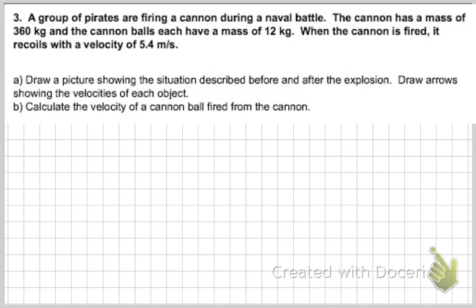So as an example, let's look at question number 3 in your assignment on conservation of momentum and explosions. You're told that a group of pirates are firing a cannon during a naval battle. The cannon's mass is given and the cannonball's mass is given. You're told after the cannon is fired, it recoils with a velocity of 5.4 meters per second. So our first step is simply to draw a picture.